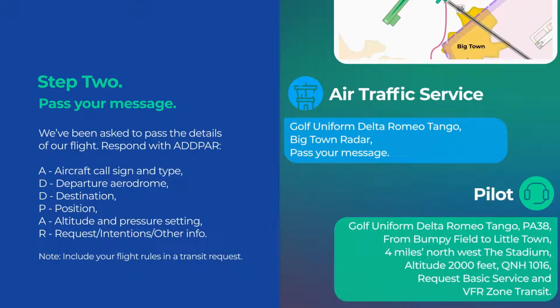Golf Uniform Delta Romeo Tango, PA38, from Bumpy Field to Little Town, 4 miles northwest the stadium, altitude 2,000 feet, QNH 1016, request basic service and VFR zone transit.